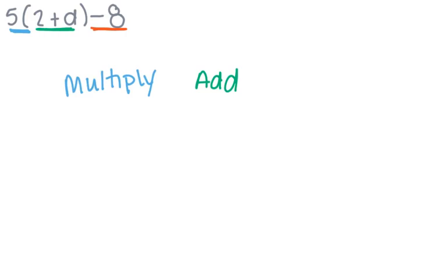So now we have 5 parentheses 2 plus d minus 8. So the number is next to the parentheses, so we're obviously multiplying. So I'm going to say multiply. Then this right here, 2 plus d, tells us we're adding. So I'm going to say add. And then this tells us we are subtracting, so I'm going to say subtract. So the vocab words that we can use to describe this expression are multiply, add, and subtract.